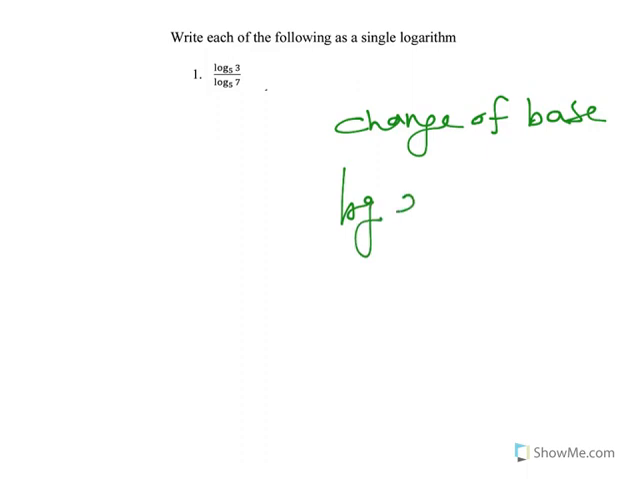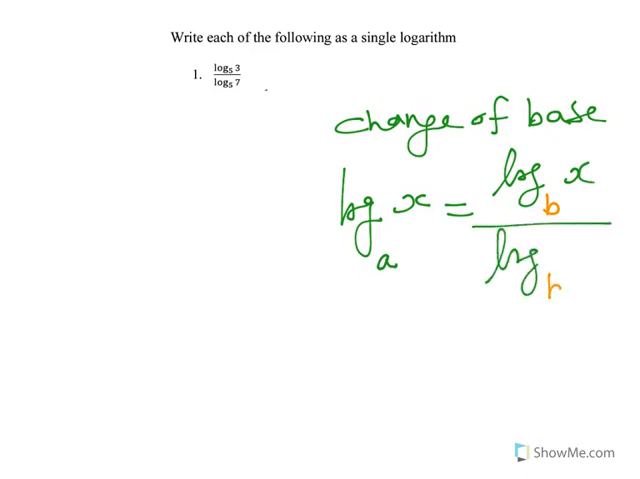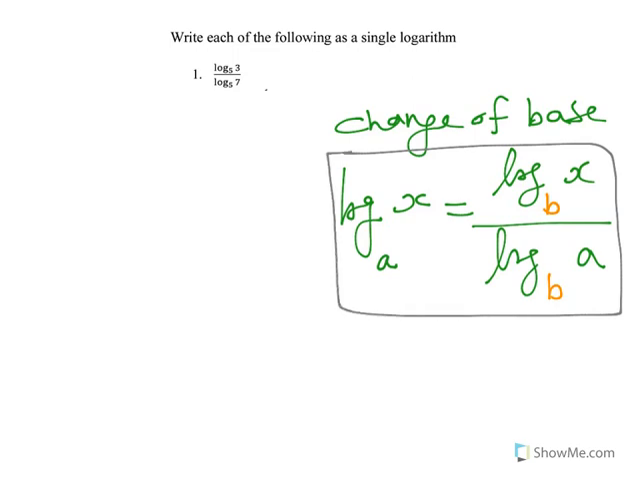One of the main rules that we're going to use today is the change of base rule, which is very helpful when you have two logs divided by each other like this. The change of base rule says that log of x with base a can be written as log of any base, let's say b, of x over log of the same base of a. So you can always use this formula to change the base of the log if you want.